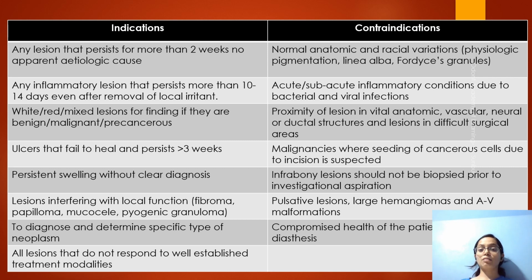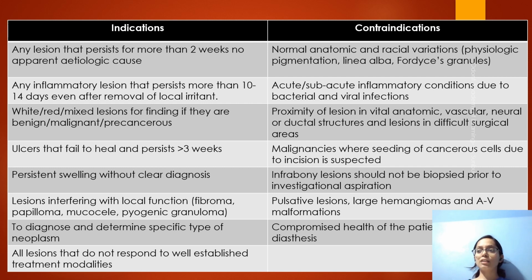Then the contraindications. We should know about the normal anatomic features, which can also include some racial variations, where we should not go for biopsies. If the inflammatory condition is very acute, in a bacterial or a viral condition, we will not go for it. If we are definitely sure of the lesion being a malignancy, then we don't want seeding of the cancerous cells, so we will not biopsy that area.